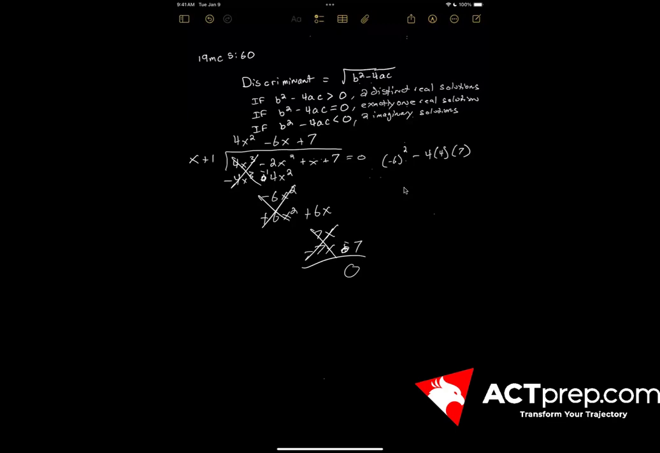And so we can just do 6 squared to get 36. And then just looking at this, we can know that 4 times 4 times 7, which is 4 times 28, is going to be much larger, so the result is going to be below 0. And therefore, we already know that we have two imaginary solutions, which is answer K.